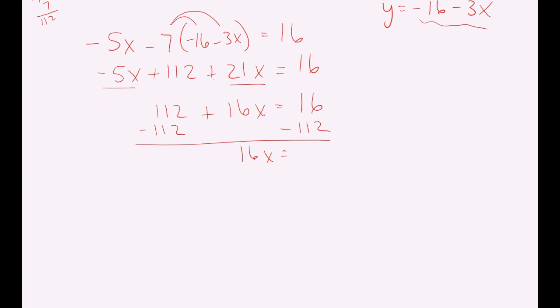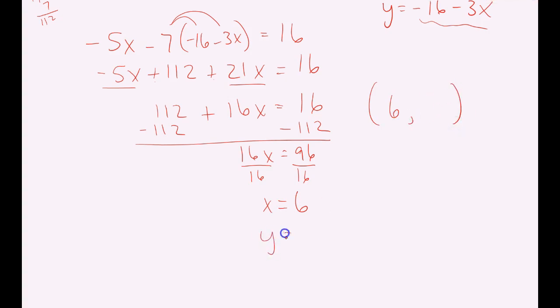Okay, what is 16 minus 112? I think that's a 96. And then I'm hoping that 16 goes into 96. I'm thinking 6 times. Yes, it is 6 times. So when I divide by 16, I get x is 6. Awesome. Okay, so we're not done. All that work just to get the first coordinate.